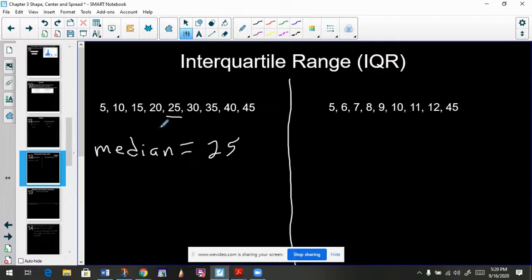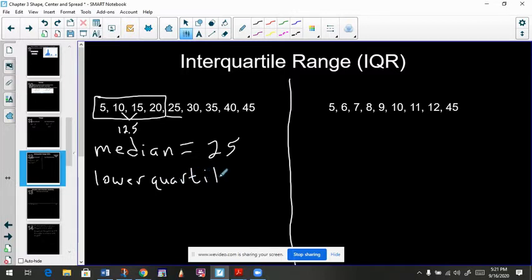The lower quartile is the middle of your bottom half. So not including the median, everything that's less than the median, I'm going to look at that. And now I want to find the middle of the bottom half. Well, looks like I have 2 middle numbers, 10 and 15. I've got to take the average of those two. It's 12.5. So that gives me the lower quartile, and that's 12.5.